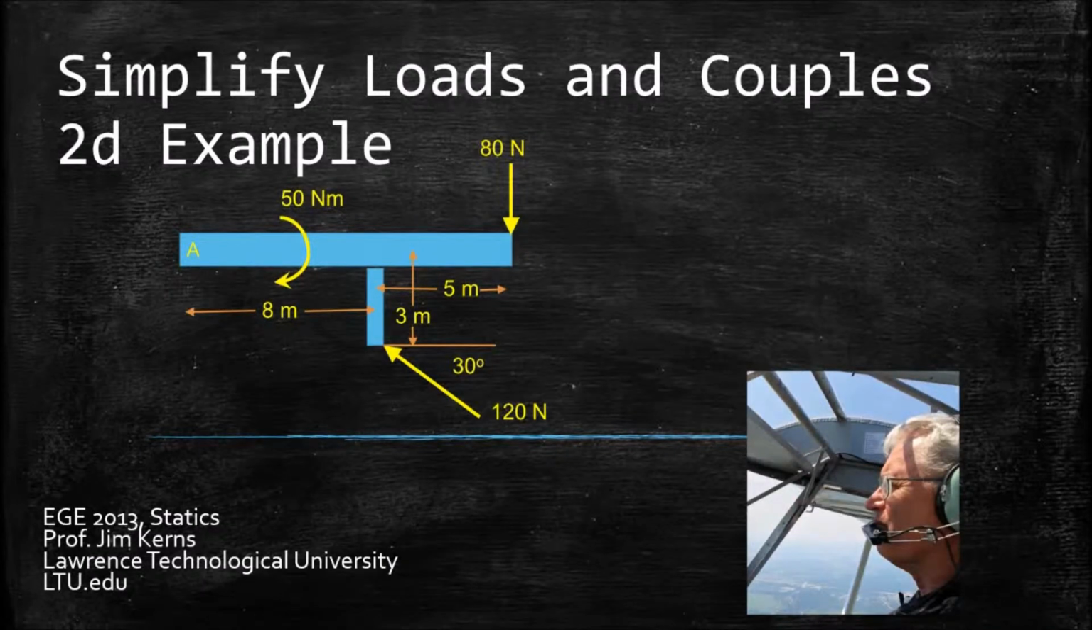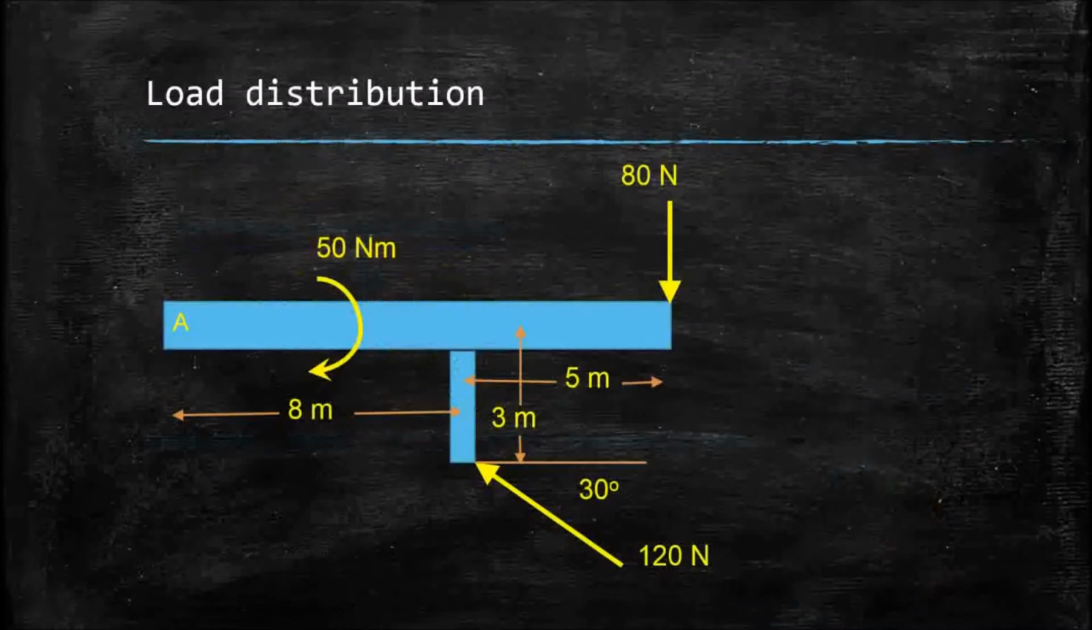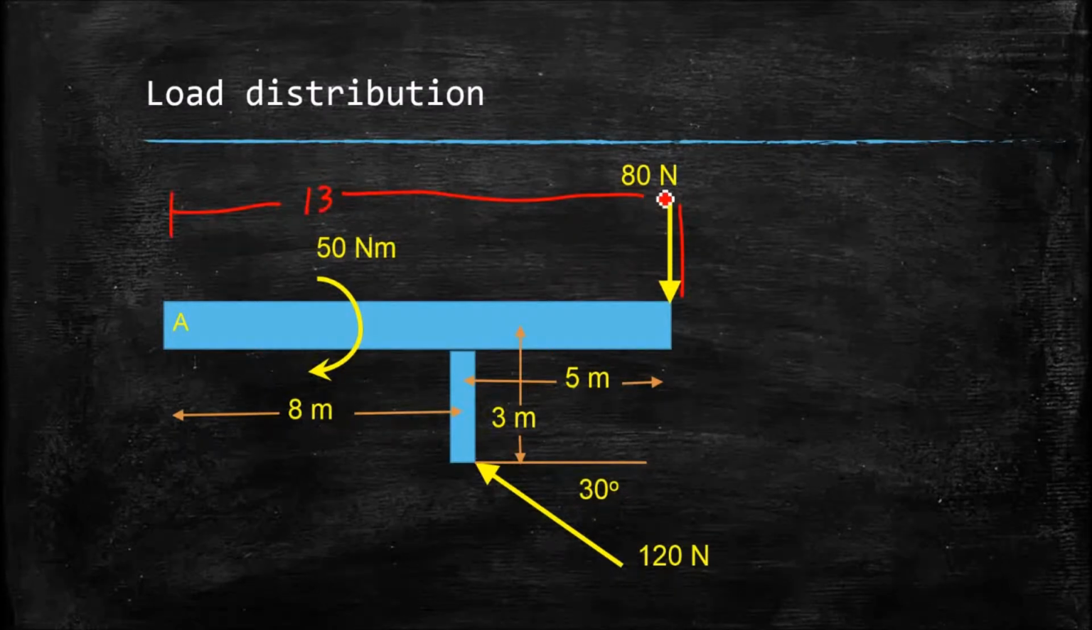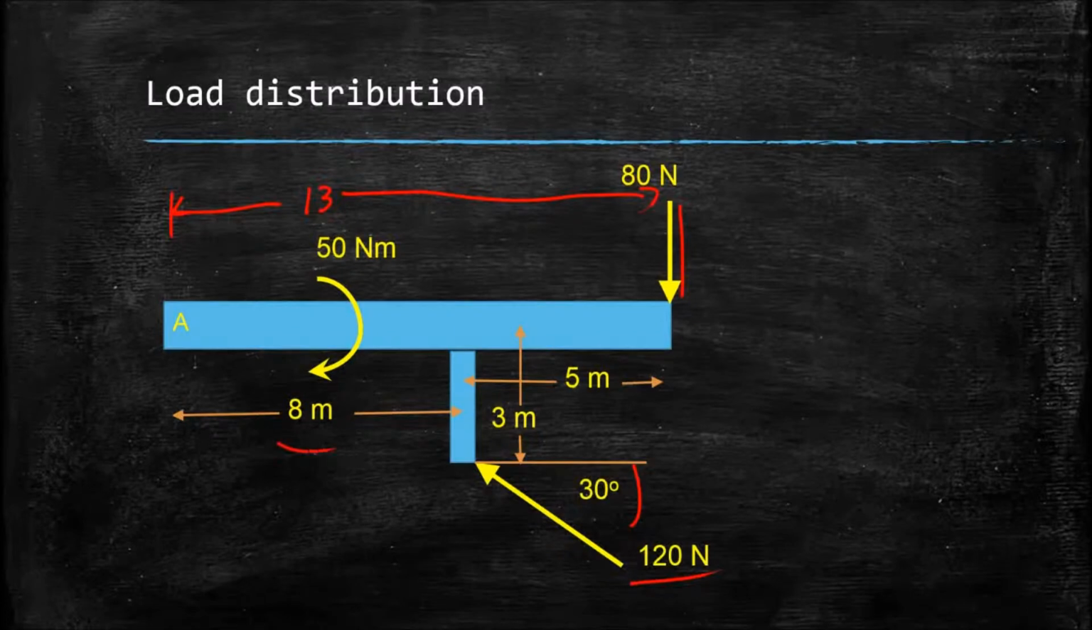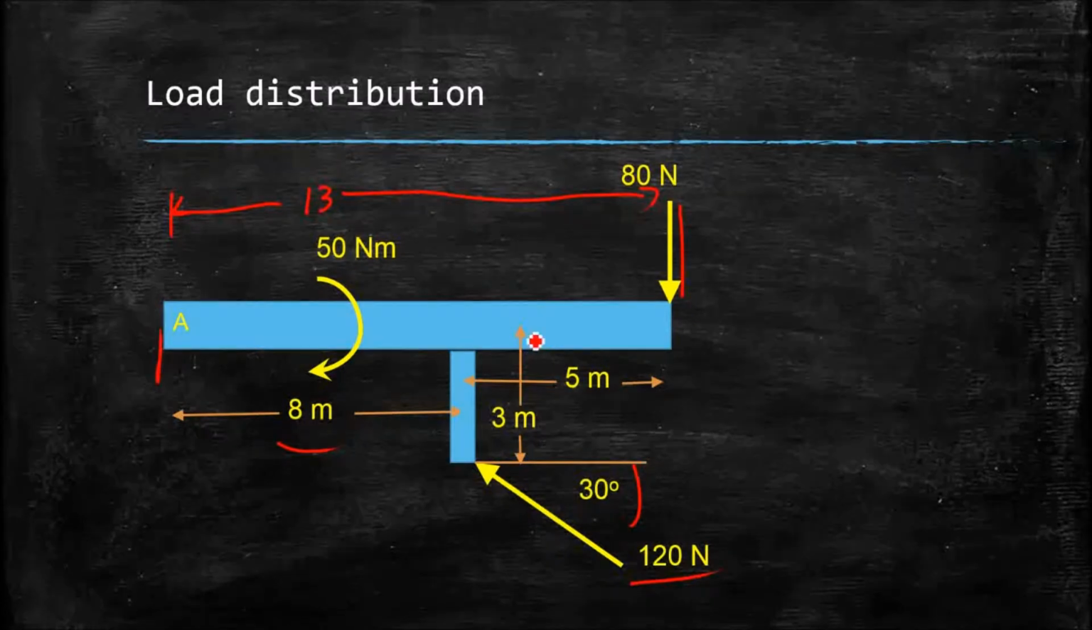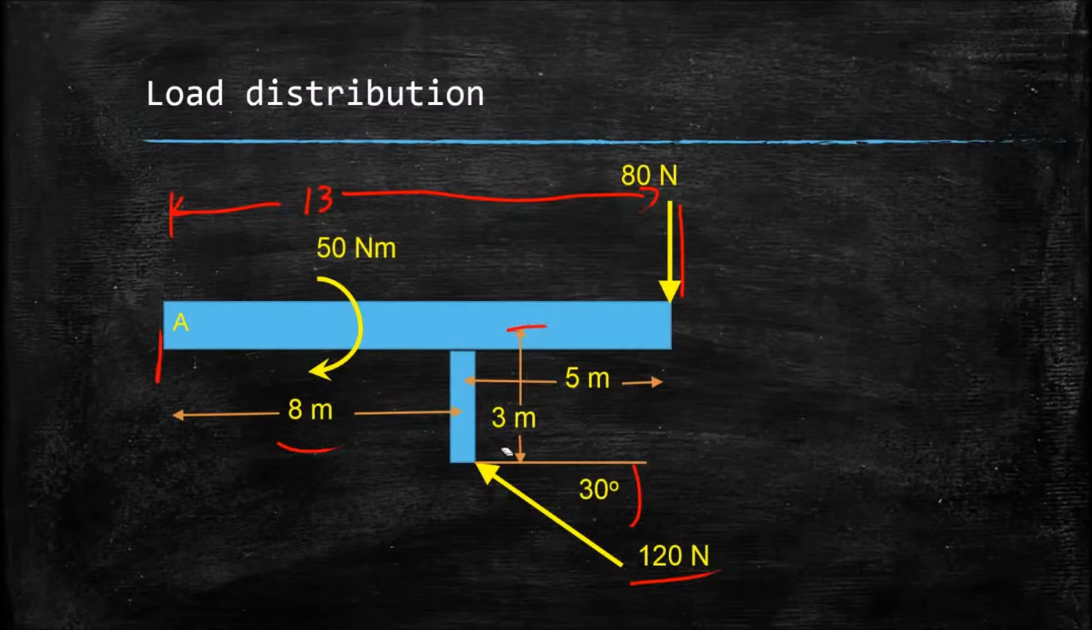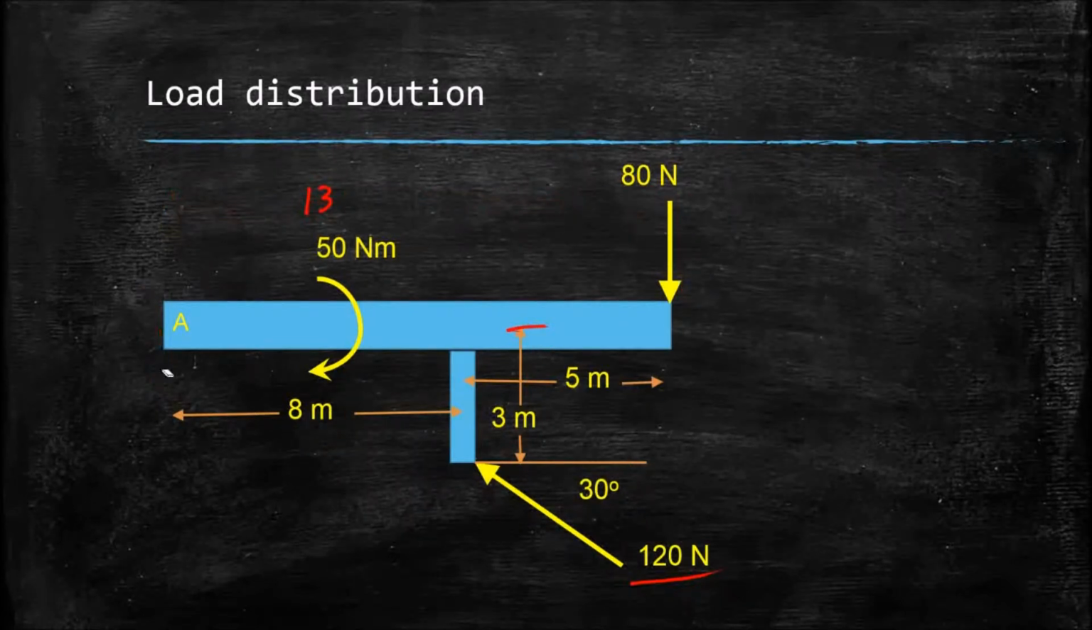So if we look at this in a little more detail, I've got my 80 Newton force out here at a total distance of 13 meters from the left end. I've got another force here of 120 newtons that's at a 30-degree angle pointing towards the upper left. That's 8 meters from this end, and it's also 3 meters down from the center. And I have this couple right here of 150 newton meters that's just applied at an arbitrary point.